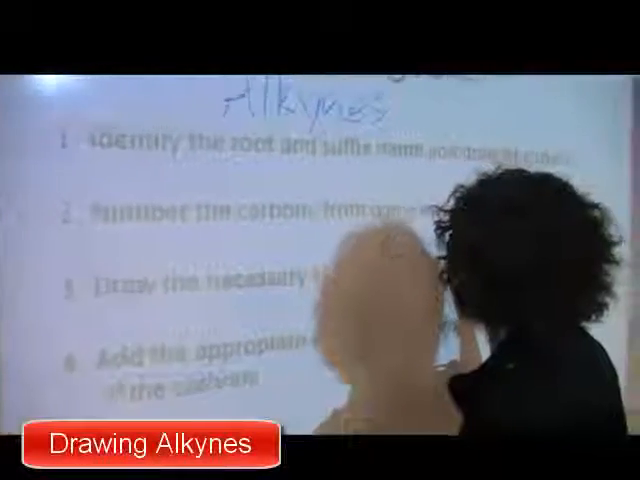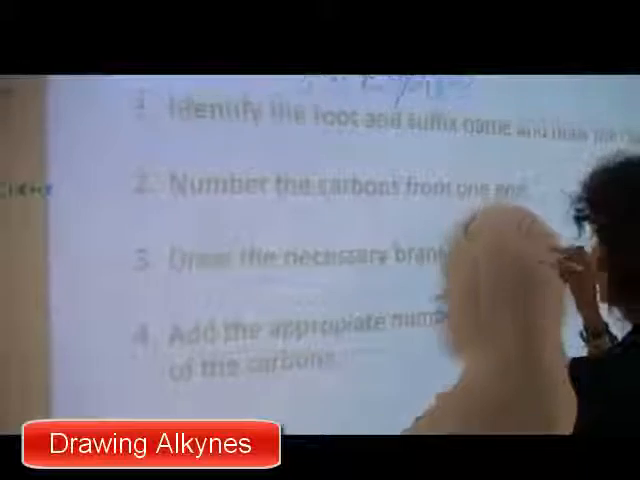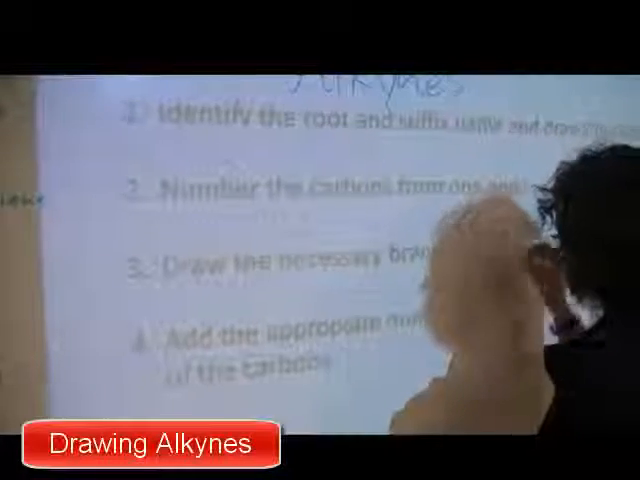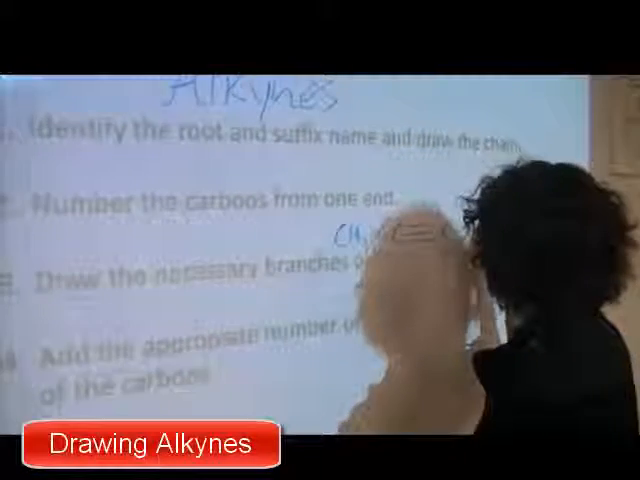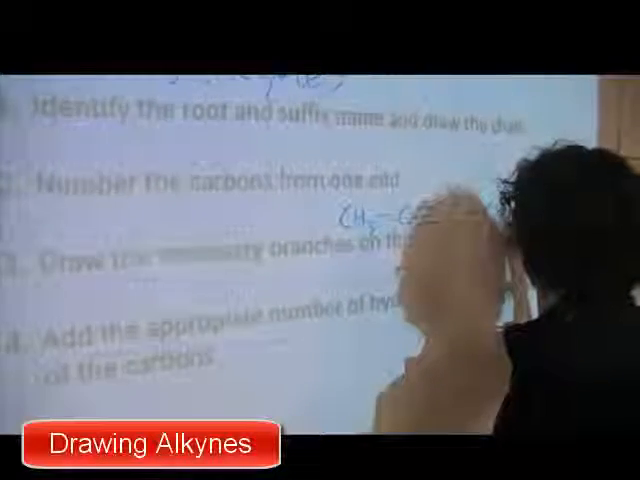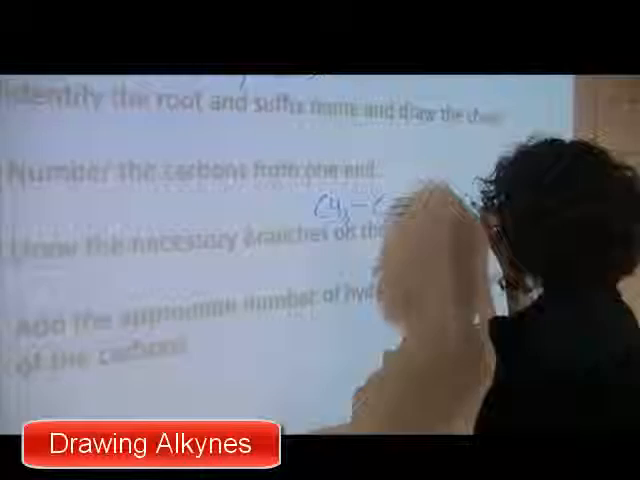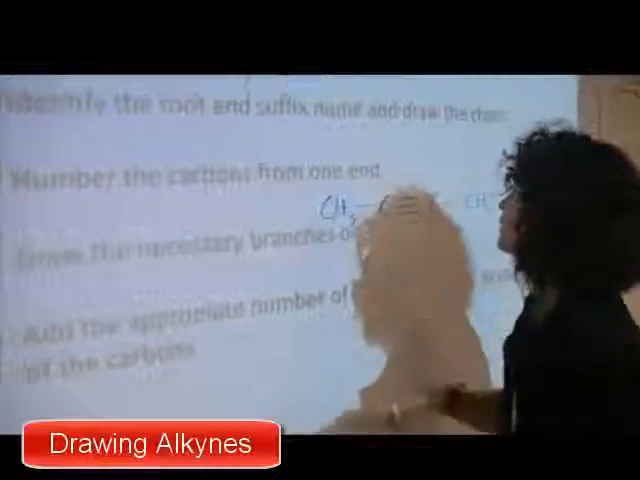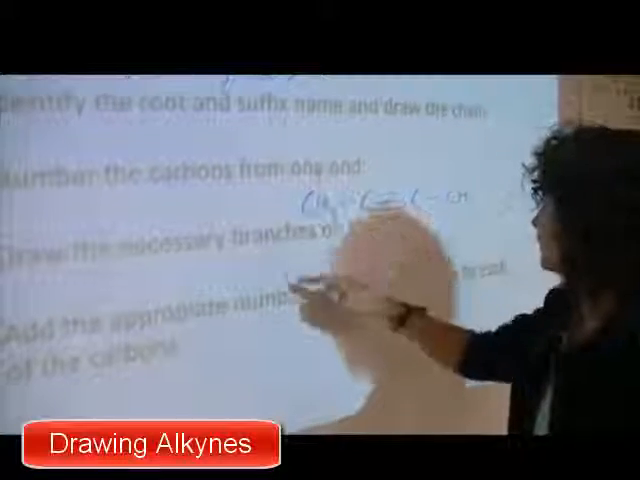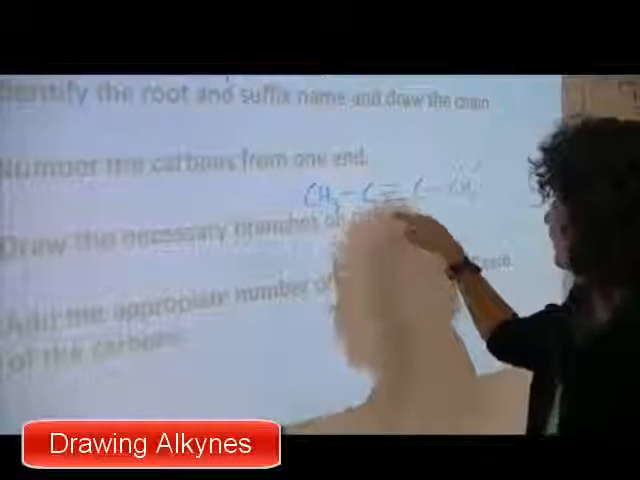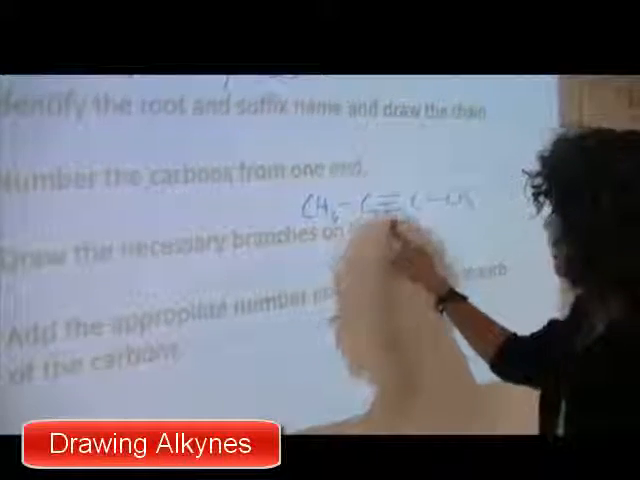C, 1, 2, 3, CH3, CH3. So the parent chain is this one, and here is the triple bond in place number 2.